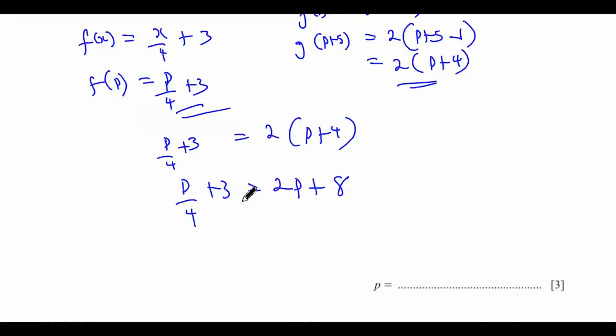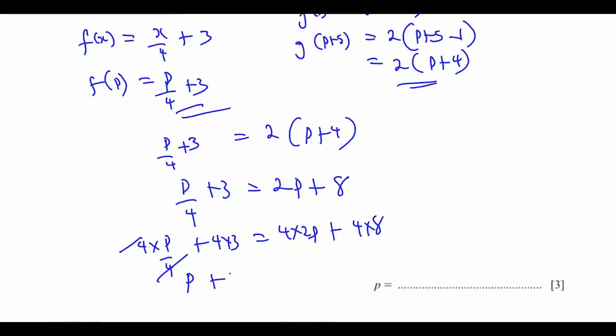We can linearize by multiplying through by 4. So 4 multiplied by p over 4, plus 4 times 3, equals 4 times 2p, plus 4 times 8. This will cancel this, and we are left with p, plus 4 times 3, 12, equals 8p, plus 4 times 8, that will be 32. So I can now do something here. Let's say minus p here, minus p here, then minus 32 here, minus 32 here.